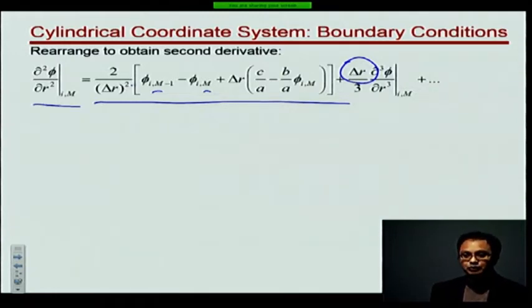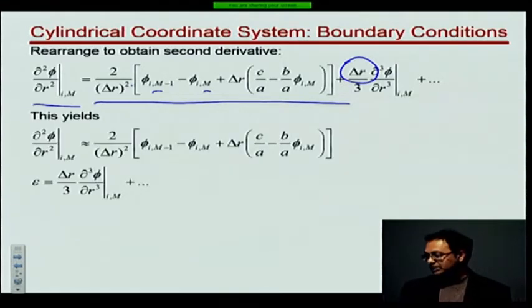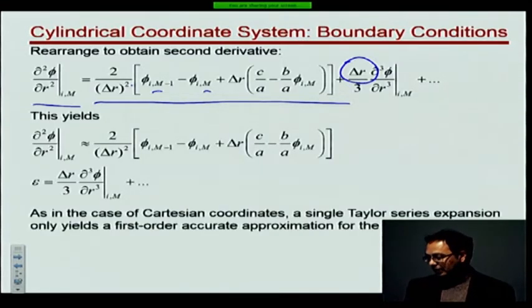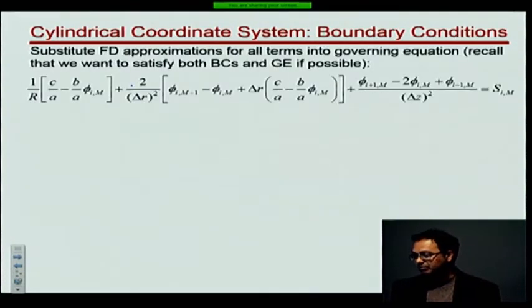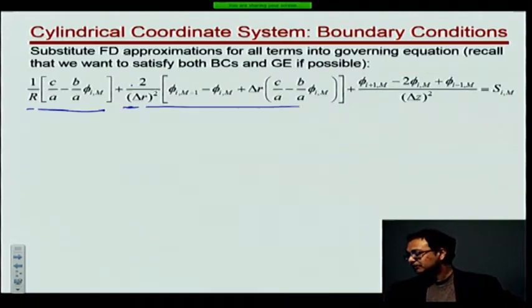But we still haven't satisfied the governing equation at the boundary. So what do we do? We take that and plug it into our governing equation at the boundary. So this is 1 over r d phi dr, this is d squared phi dr squared, this is d squared phi dz squared, equal to your source term.